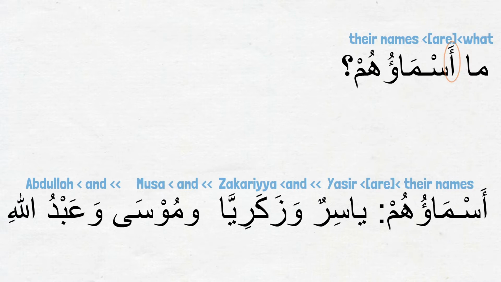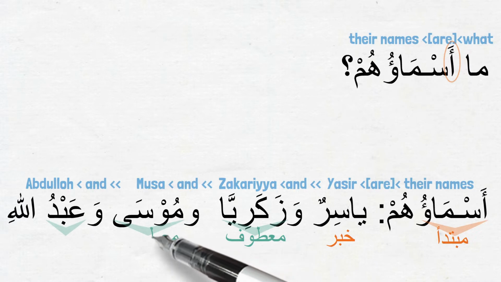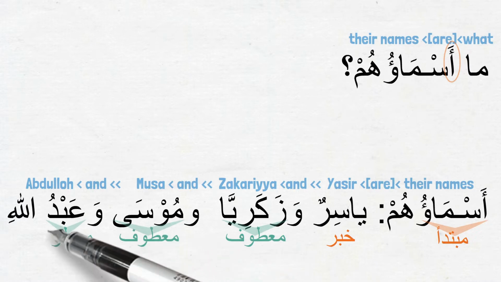أسماؤهم is إضافة of أسماء and ضميرهم. The مبتدا is the اسم مرفوع أسماء وهو مضاف, and هم is مضاف إليه. The خبر is ياسر. And the next few names coming after the حرف عطف و are معطوف to ياسر. All of them are مرفوع because they are following the case of the خبر ياسر.